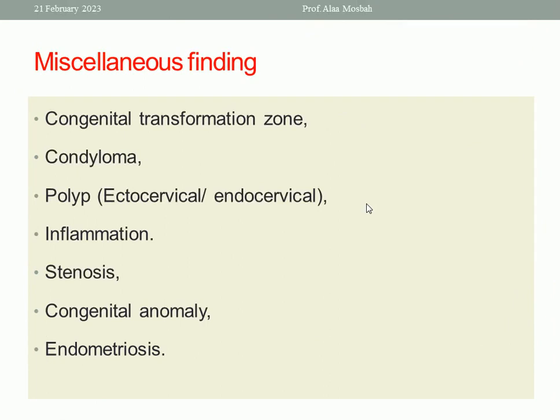Or I may find during colposcopy what's called miscellaneous findings: congenital transformation zone, condyloma, polyp, whatever from the ectocervix or the endocervix, stenosis, inflammation, endometriosis, congenital anomaly. All these are considered miscellaneous findings.